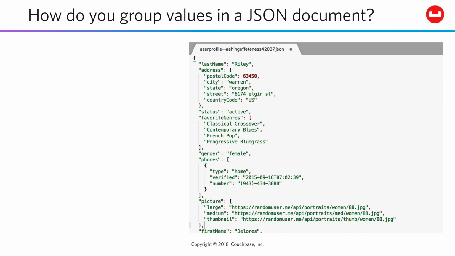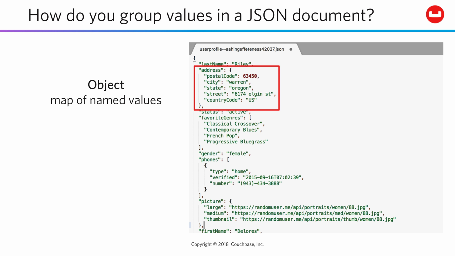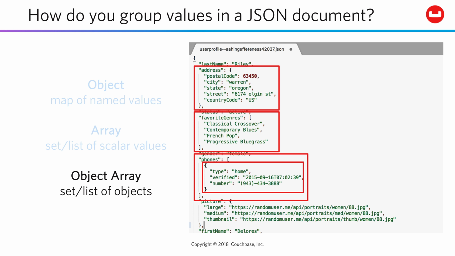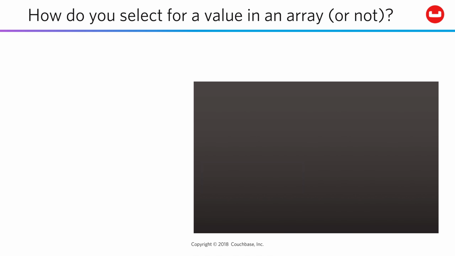As we've seen, a JSON document can contain maps of named values, commonly called objects, or can contain sets or lists of scalar values, or can contain sets or lists of objects, all of which, of course, can be nested and combined as needed to support the data shape you need.